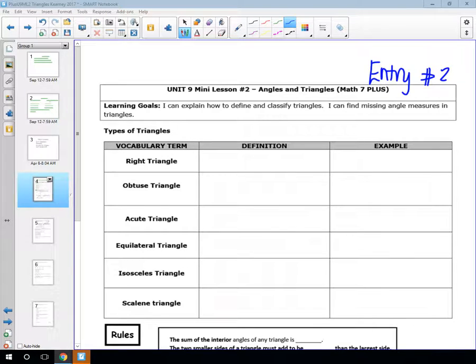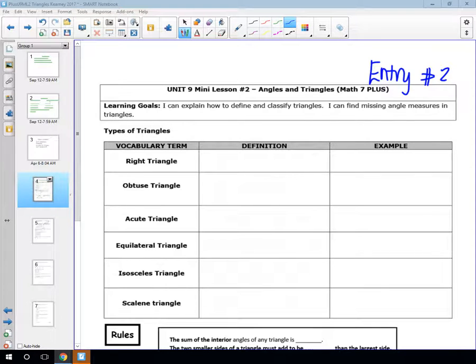couple of different things. I want you to be able to define and classify triangles by what type of triangles they are. I also want you to be able to find the missing angle measures in a triangle. And I want you to be able to determine if certain sides would create a triangle.